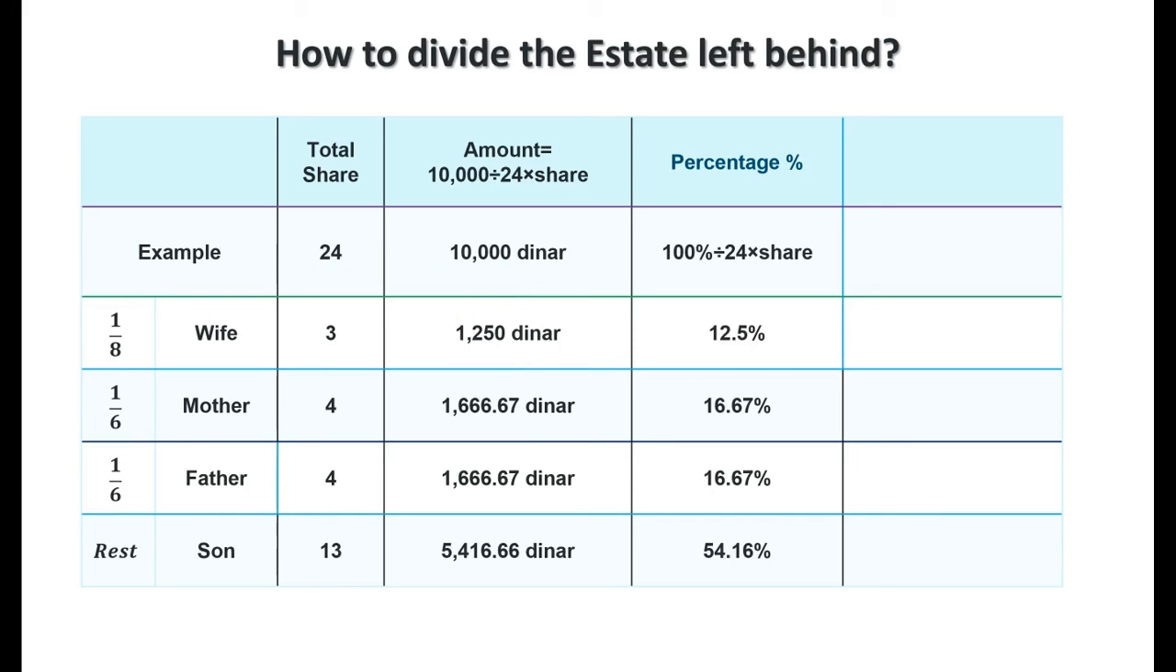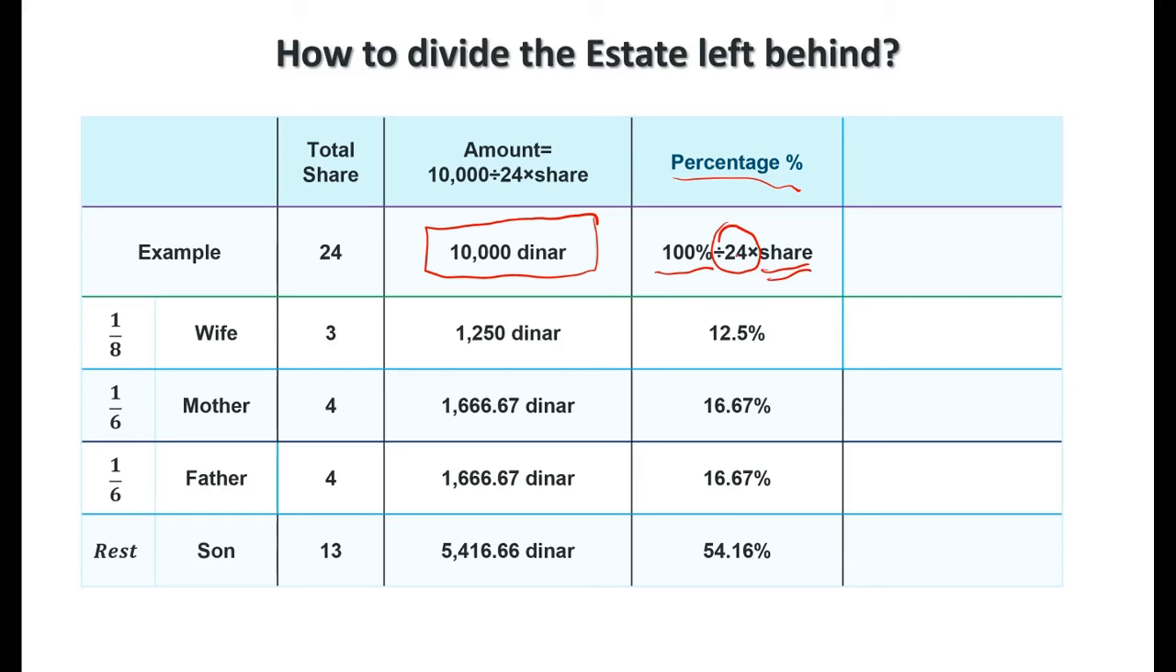We can also work out the percentage. For example, if this money was in the stock exchange or in a business, so the person doesn't want to take out his money because his money is making more money for him or for her. So we do 100% divided by 24 times the share of each person.